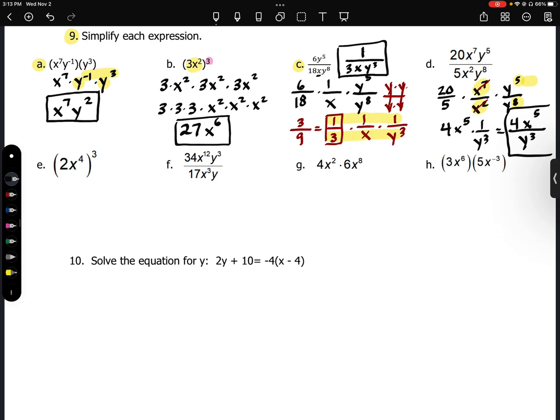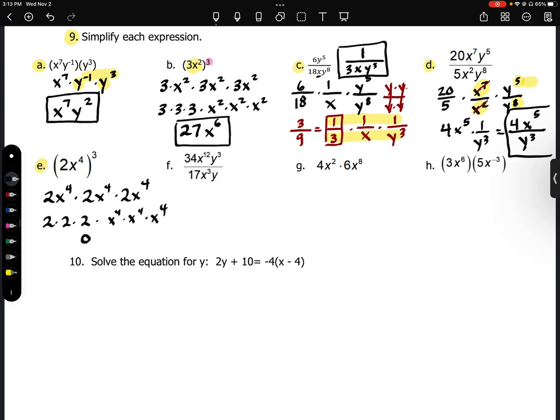Let's move on to letter E. So for E, we've got 2x to the 4th and then raised to the 3rd power. Again, you can apply the properties if you want to, or you can just think about this as 2x to the 4th times 2x to the fourth times 2x to the fourth, or 2 times 2 times 2 times x to the fourth times x to the fourth times x to the fourth. That'll give you 8x to the 12th power.